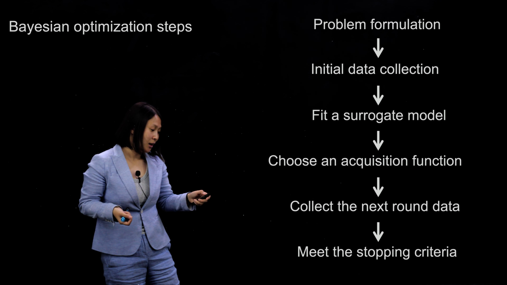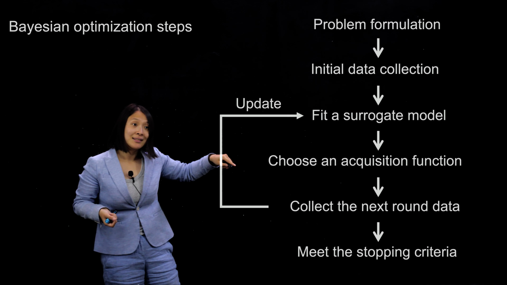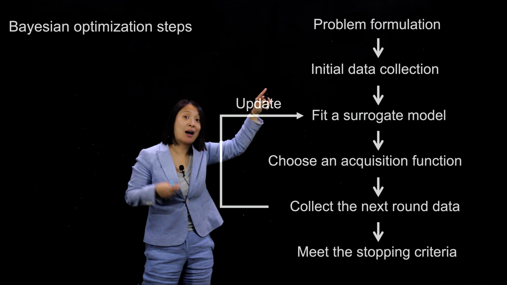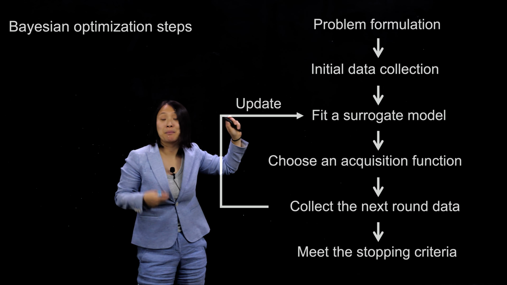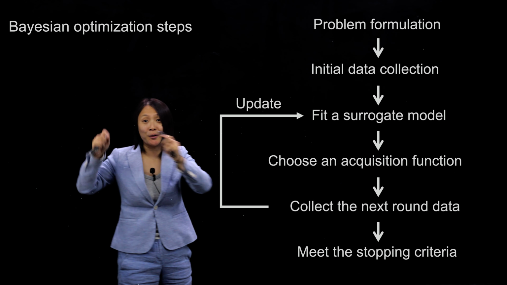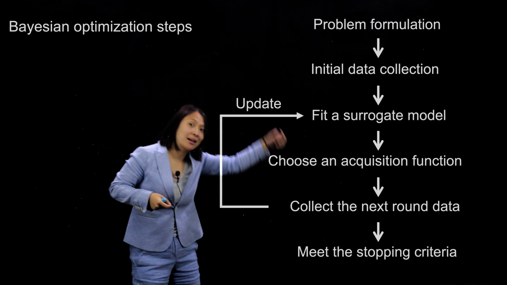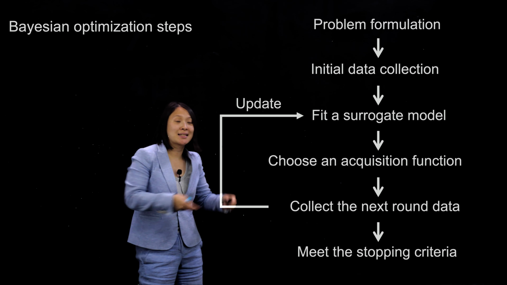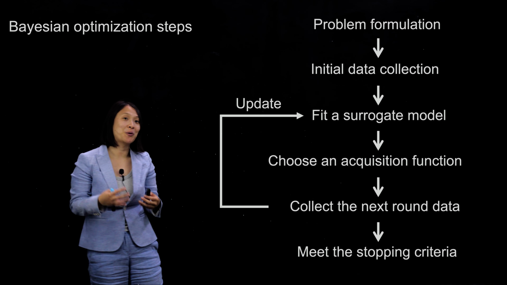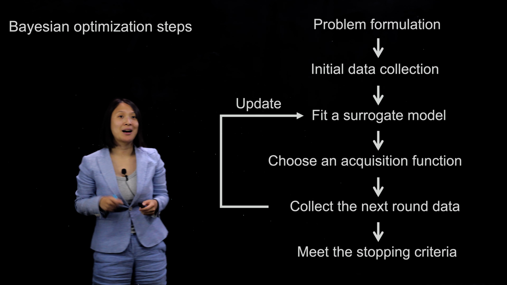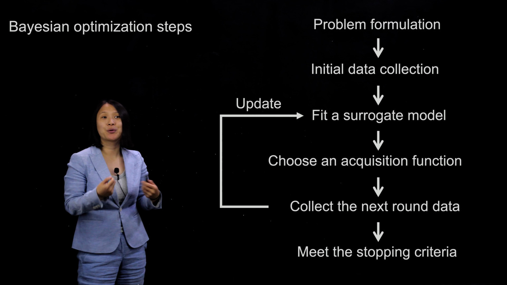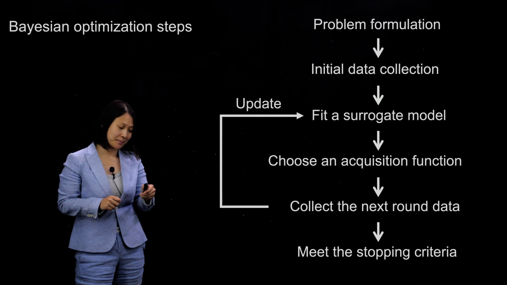And then we conduct the next round of experiment. And of course, often here, with the new round of data, we can update our surrogate model to make it more accurately describe the relation between the input and output. And we can continue this process until we meet our stopping criteria. At that point, we say we have completed a Bayesian optimization process, allowing us to optimize our process.